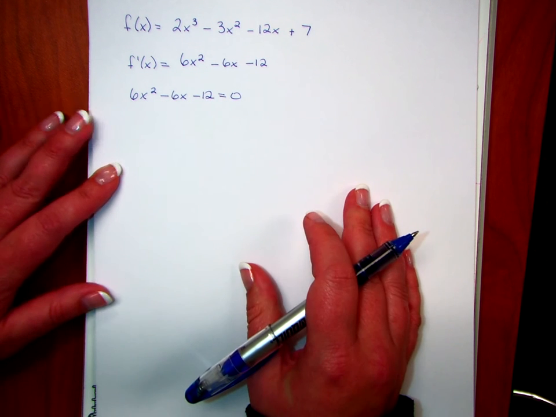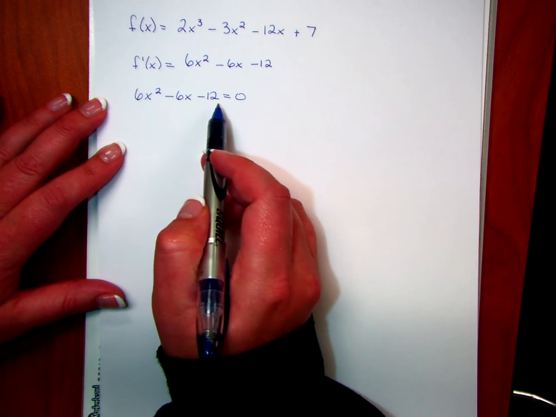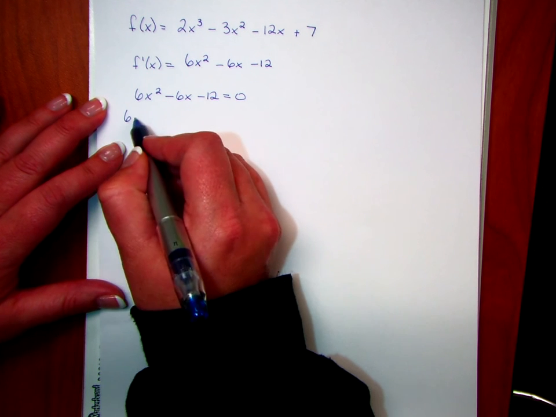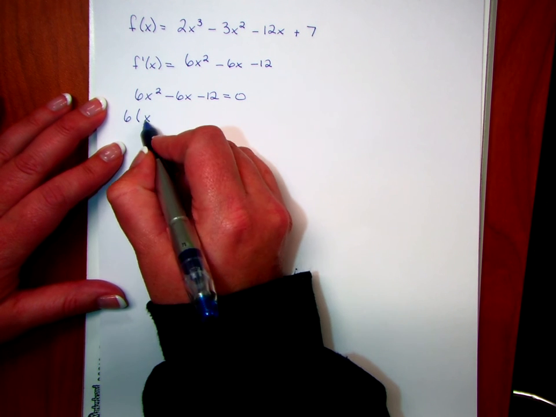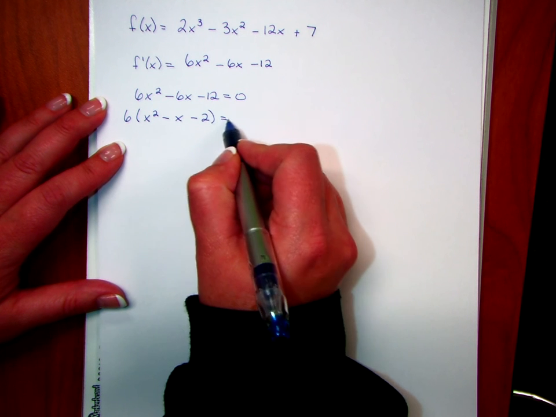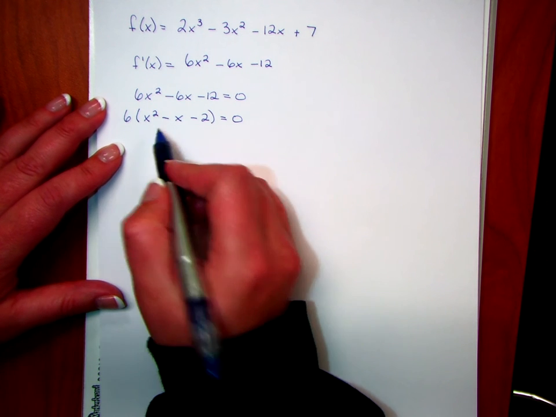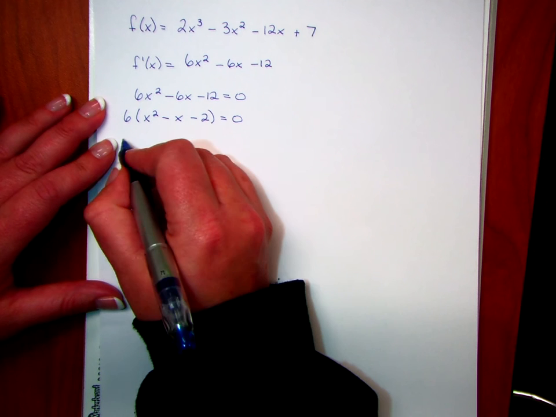And solve. What I can do first is factor out a 6, to make the factoring easier. That leaves x squared minus x minus 2. And then I'm going to keep going. I'm going to factor the x squared minus x minus 2.